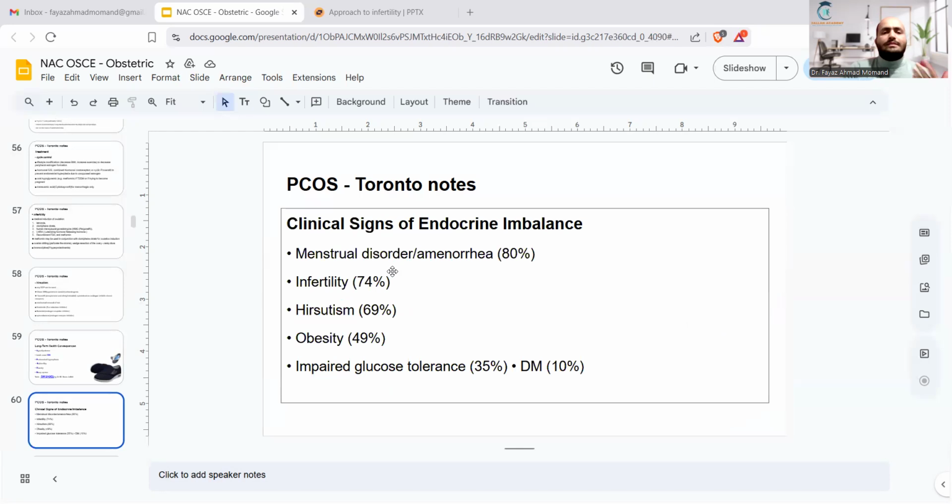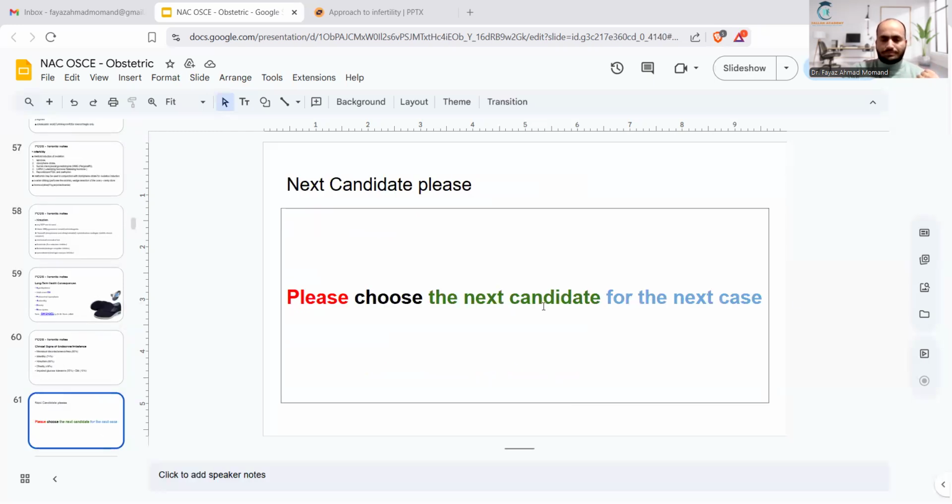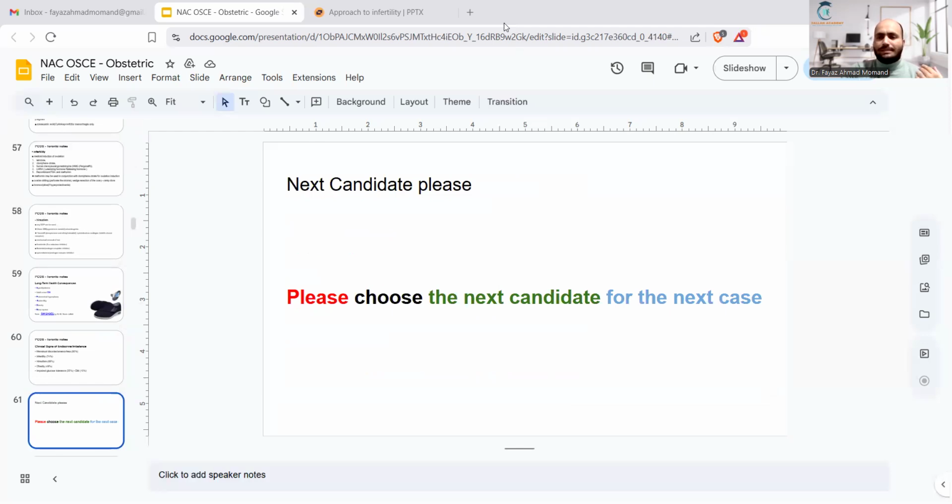These are some clinical signs of endocrine imbalance associated with PCOS. They may have menstrual irregularity or amenorrhea. They may experience infertility, hirsutism, obesity, glucose tolerance may be impaired, and DM in about 10% of patients. All right, I hope it clears out PCOS.